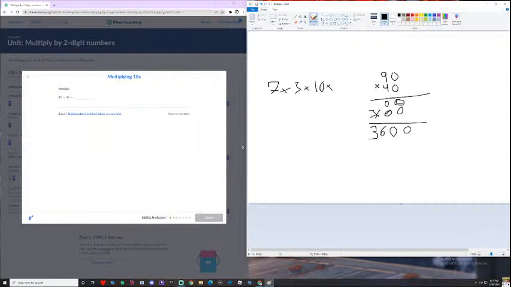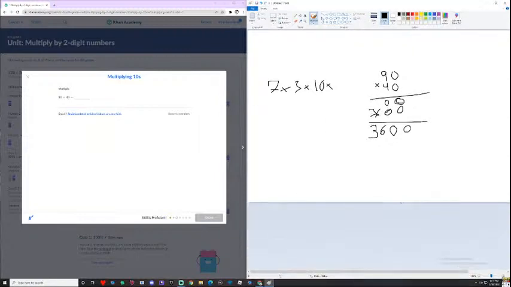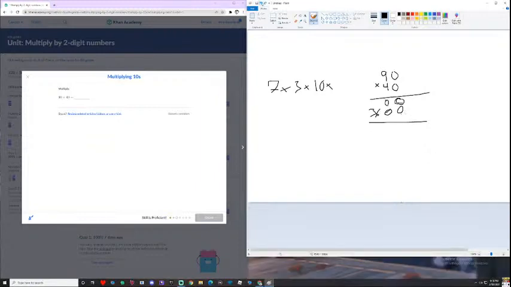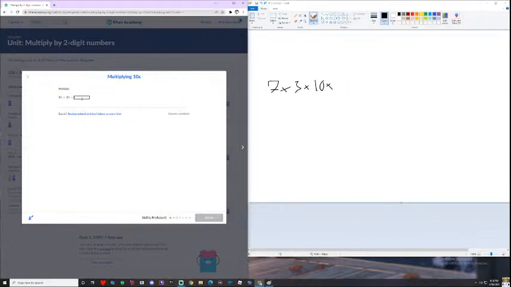And now let me explain the importance of this 0 right here. If we didn't place that 0, we would have got 360, because that 0 is a placeholder, I think. Alright, I think it's a placeholder. But yeah, so place the 0, kids. Now we know the answer is 3,600, so we're just going to input that.